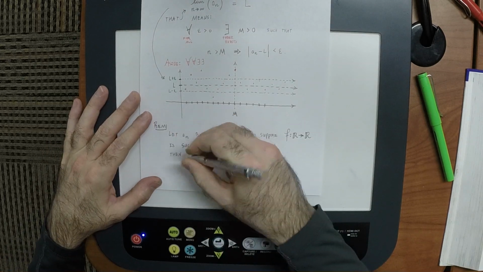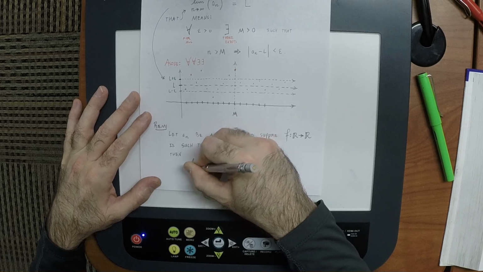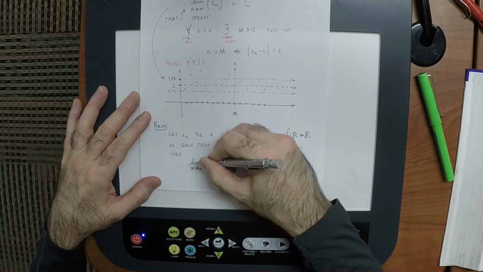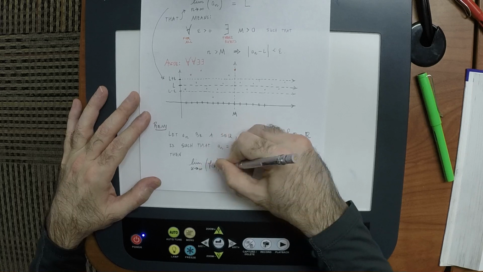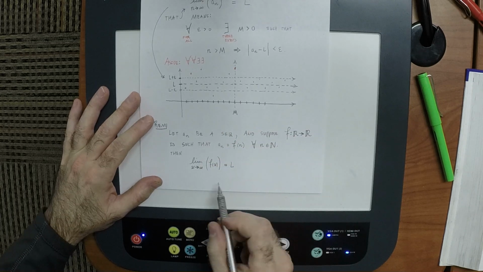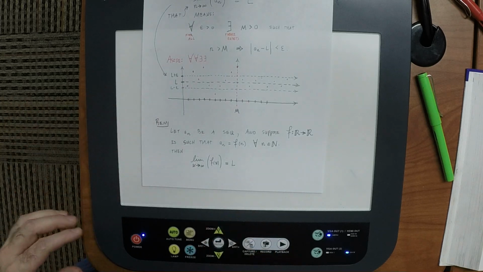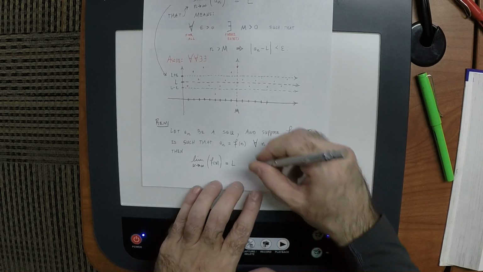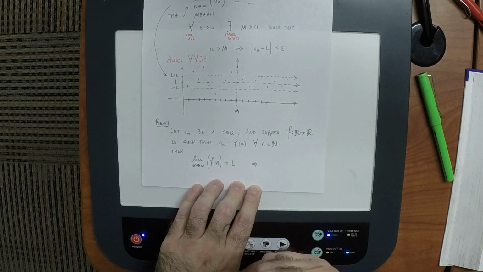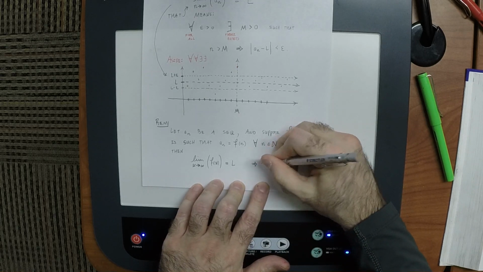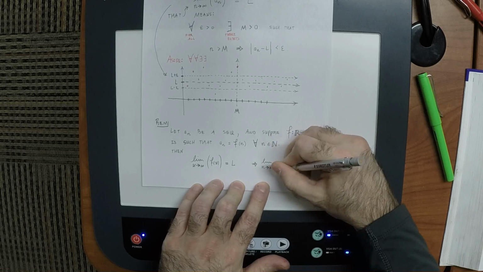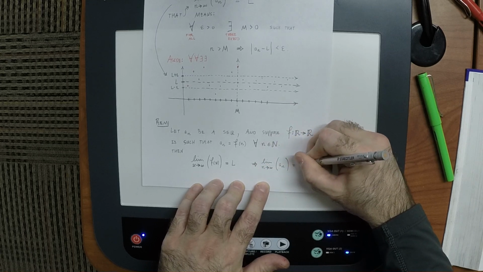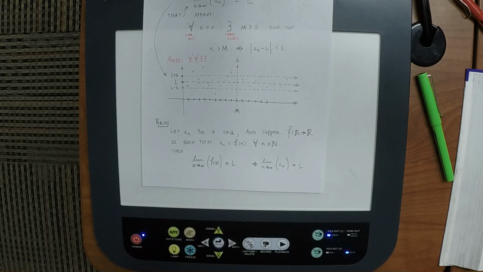Okay, so suppose that's the case. Then the limit as x goes to infinity of f of x equals L. Suppose that statement is true, that you can compute the limit of that function, and you get L. Then what does that mean about the limit of the sequence? It must also be L. Okay. Interesting. So any question about that?